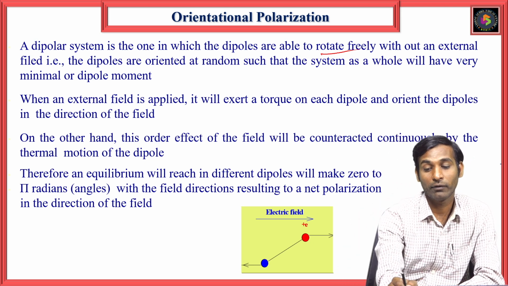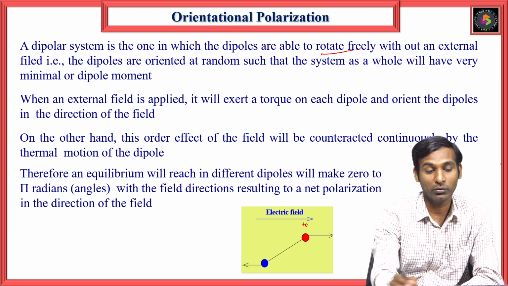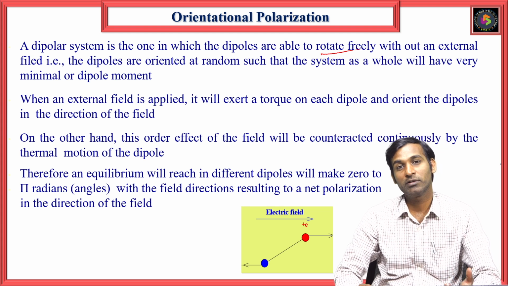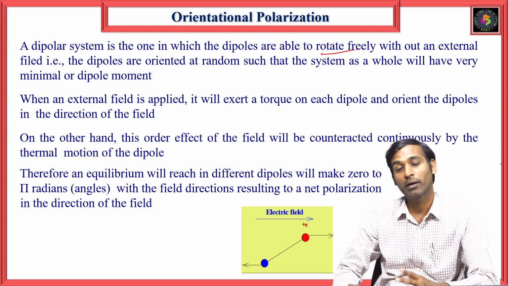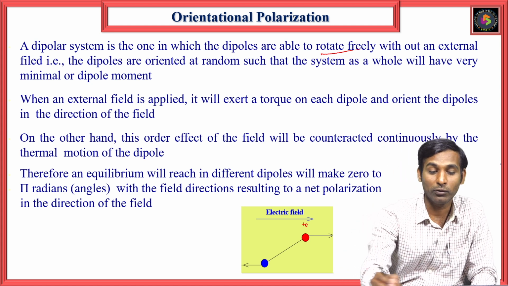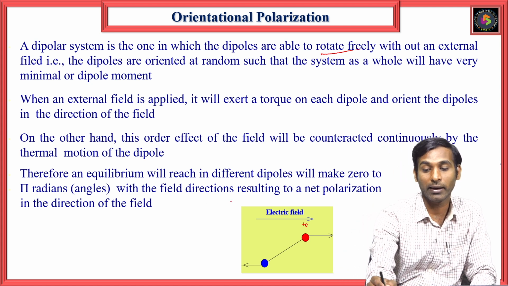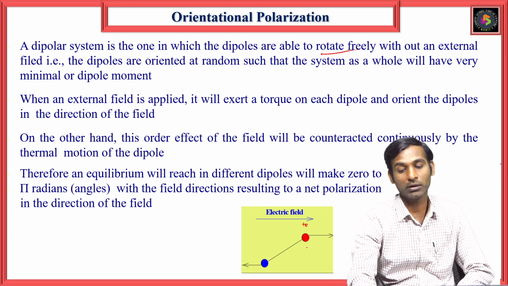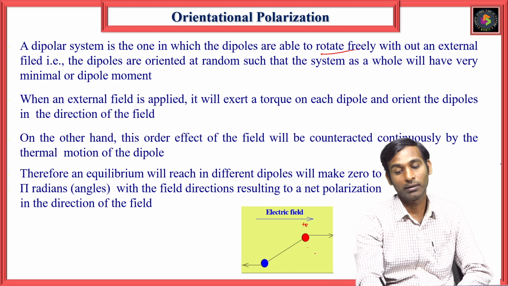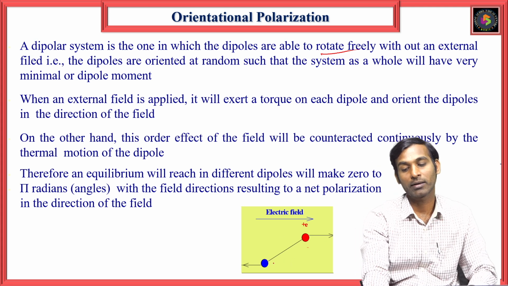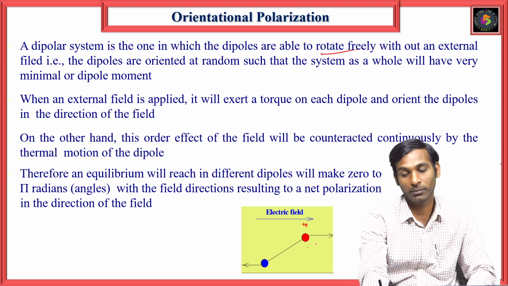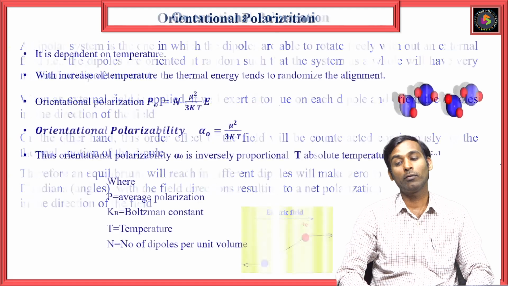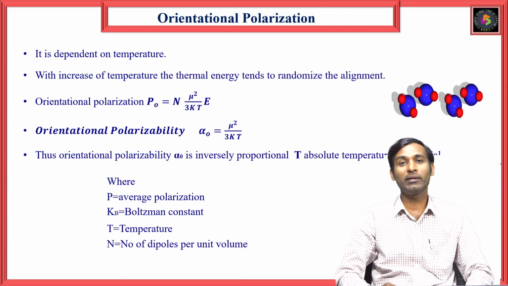Equilibrium will be reached as the different dipoles orient from 0 to pi radians. The orientation will be changed from 0 to 90 or 90 to 180, that is, 0 to 180 with the field direction, resulting in net polarization in the direction of the field. We can see here one positive charge and one negative charge; when the electric field is applied, the dipole moment will be in the different direction, the positive charge in one direction and the negative charge in another.